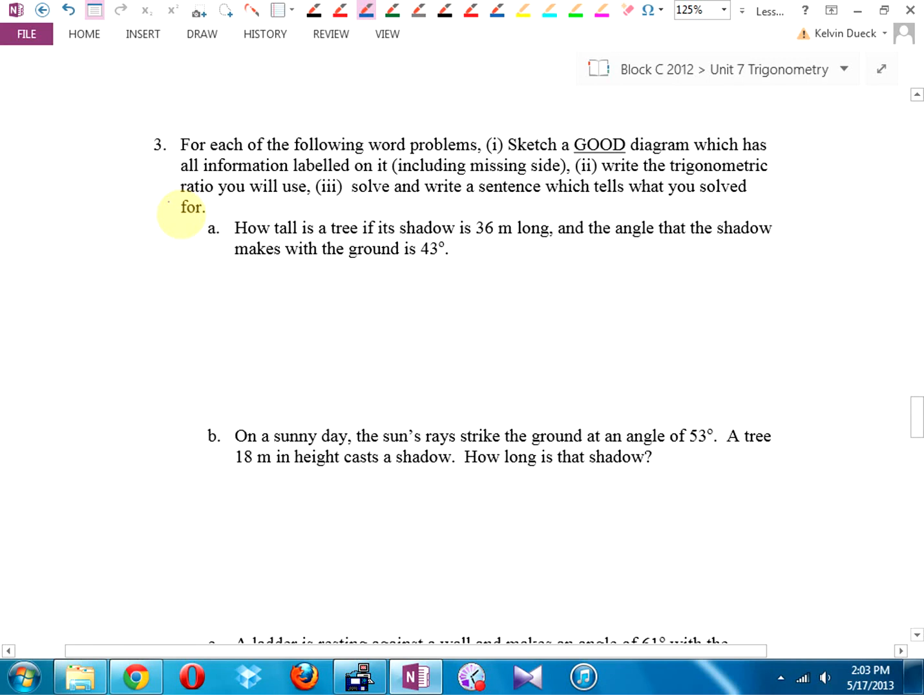Number three, it says, for each of the following word problems, sketch a good diagram. I'll give you a hint. Your diagram's going to have a triangle in it, which has all the information labeled on it, including the missing side or angle. Write the trig ratio. Solve. Then it says, write a sentence which tells what you solve for. Meh. Just put a box around your answer and I'll clue in.